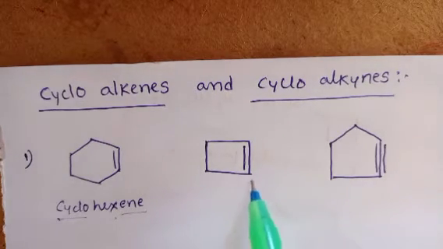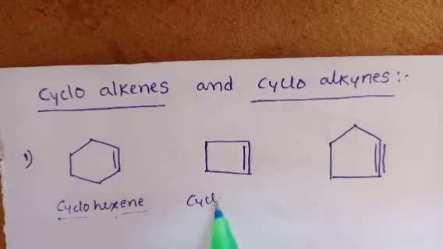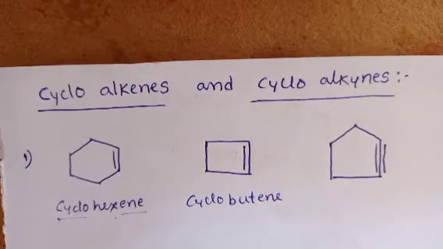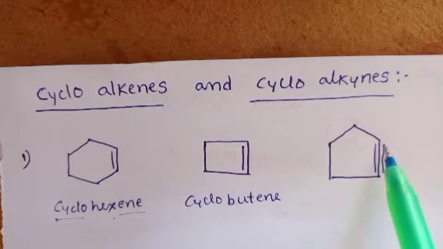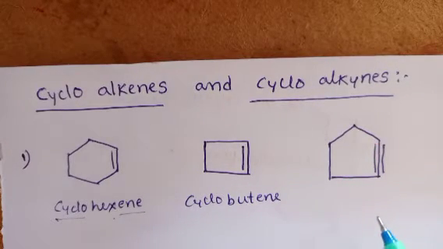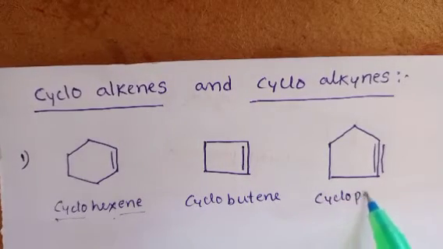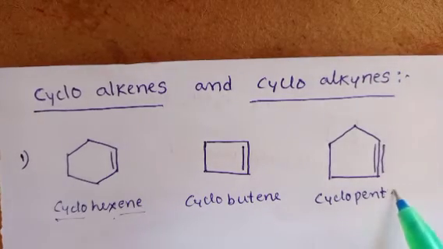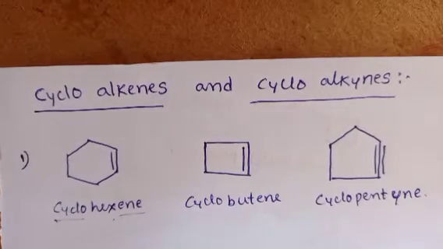Next, very easy. How many carbons in this one? 4 carbons. So cyclobutene. Right. Next example. In this example, how many carbons? 1 2 3 4 5. So a triple bond is present, only one triple bond is present, so cyclopentyne. Okay? Right. Next example.